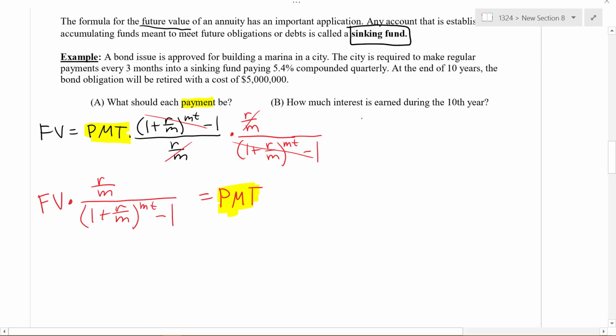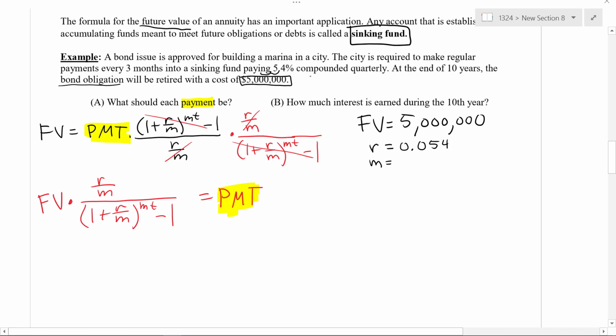So what is the future value? Let's make a little list of all the variables. The future value here is the $5 million that we want to end up with at the end. It says the bond obligation will be retired with a final cost of $5 million. So the future value of the sinking fund is $5 million. We need to know r. The interest rate is 5.4%. We're going to move that decimal place 2 spaces to the left, so that becomes 0.054.